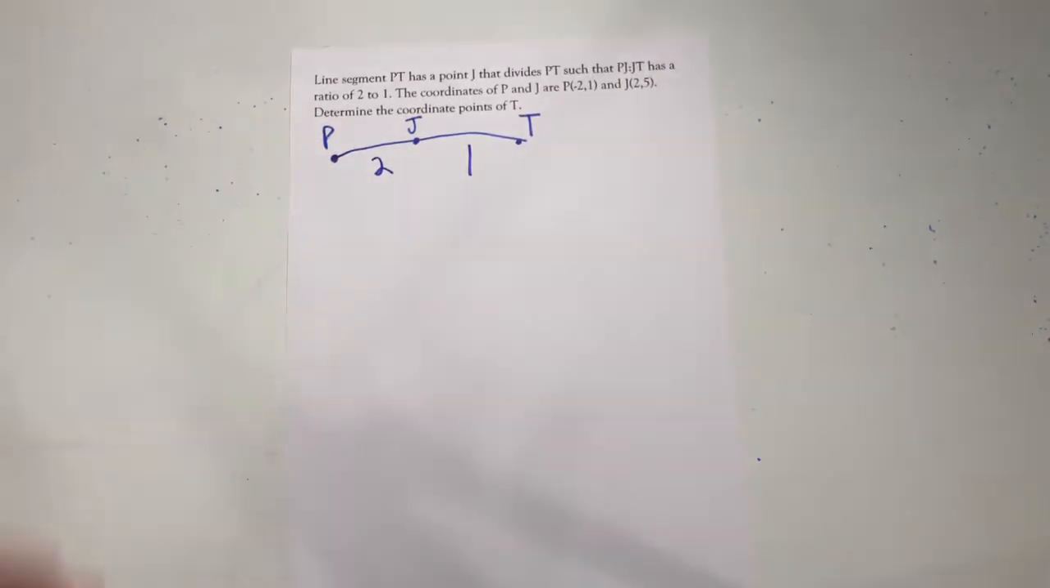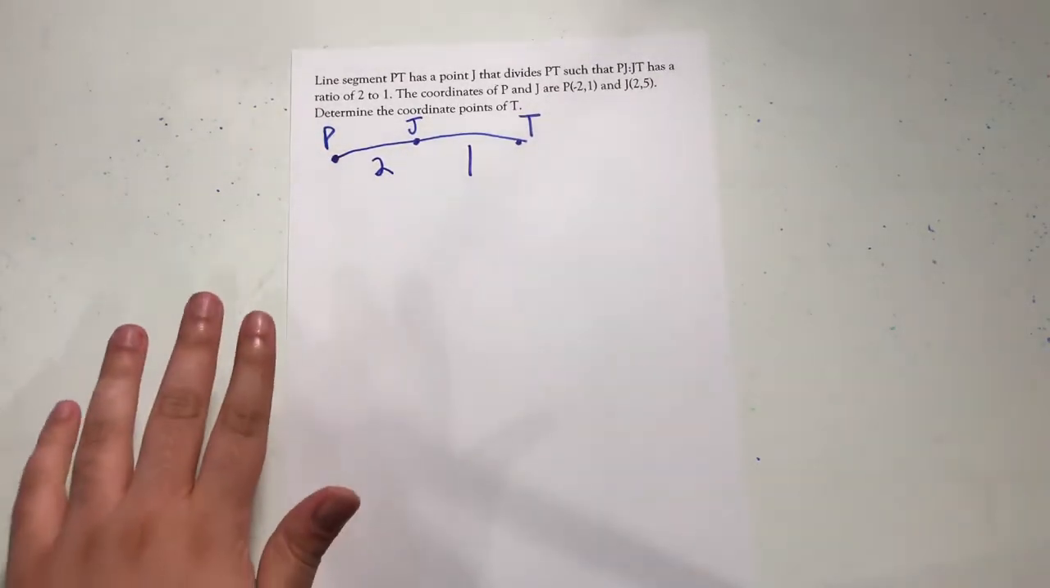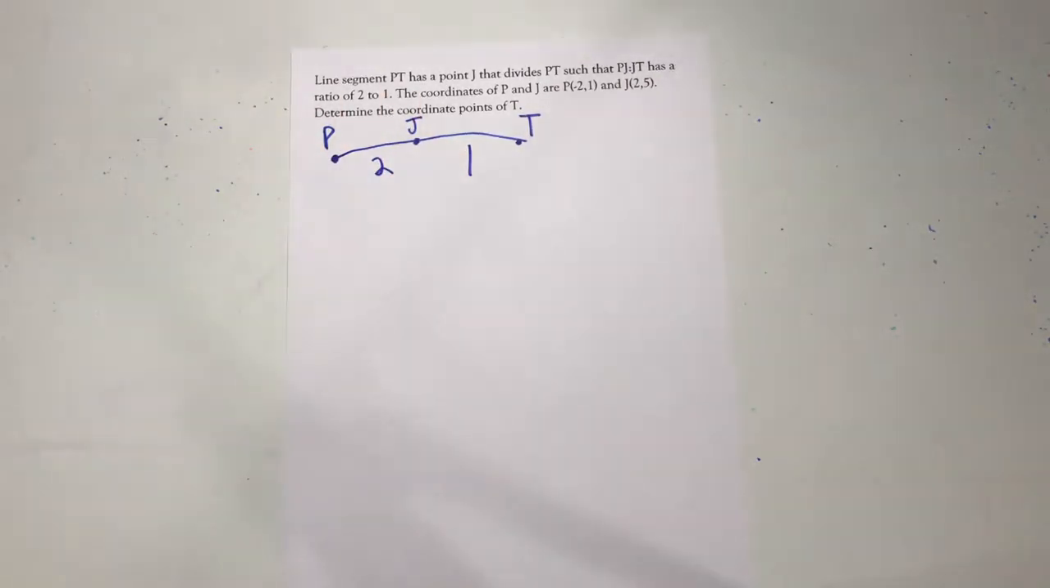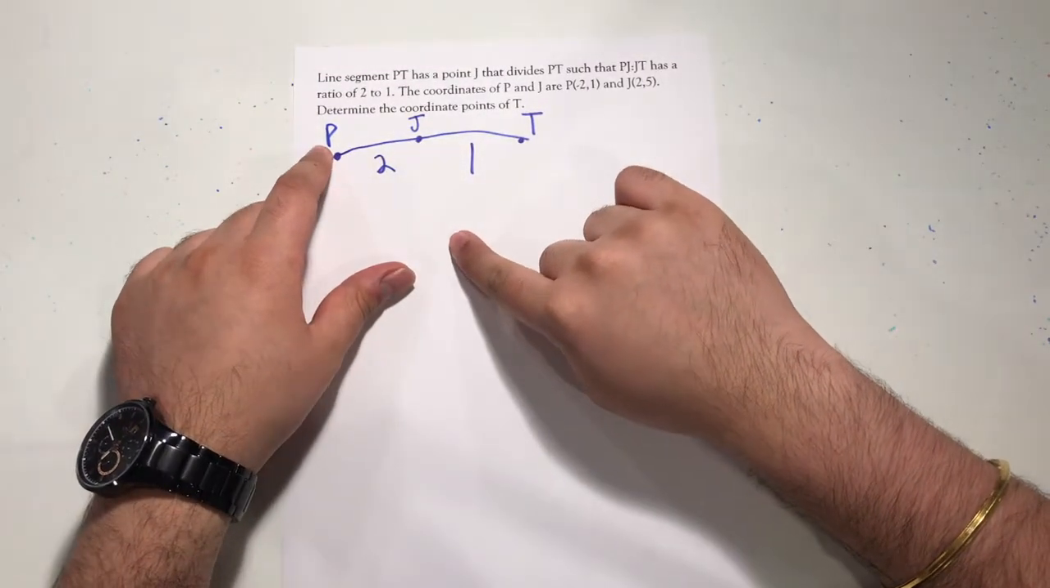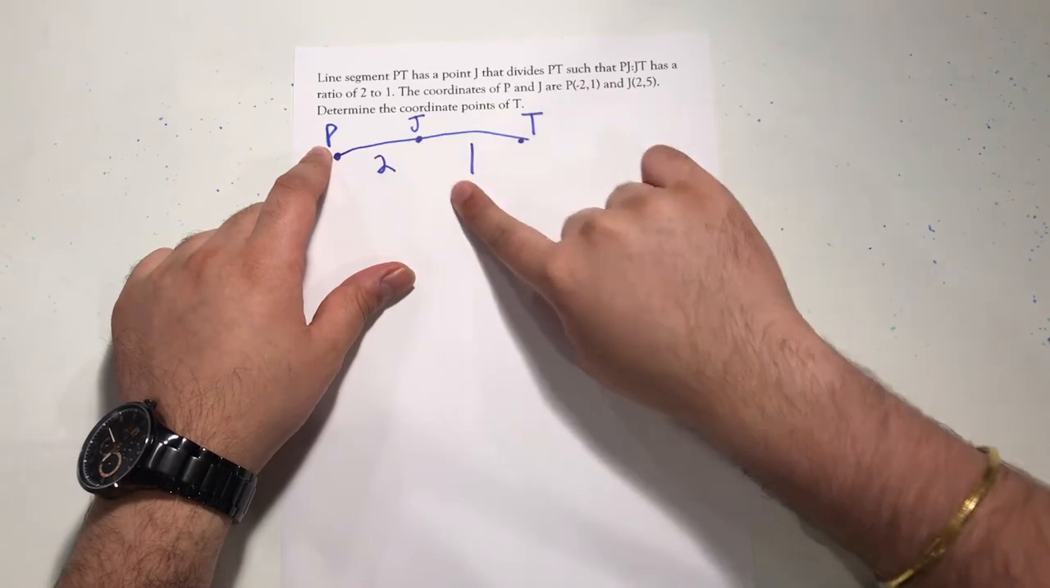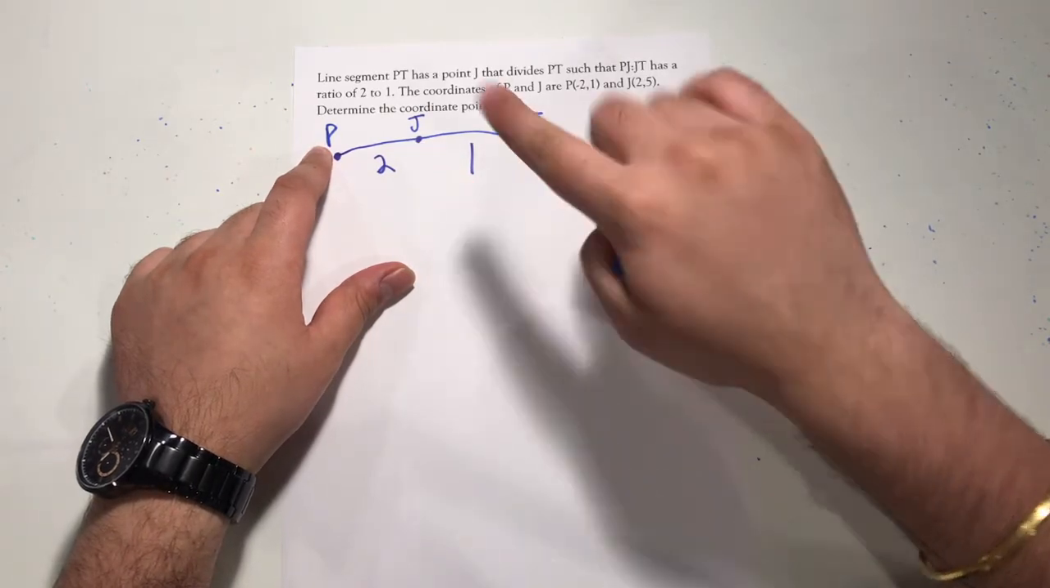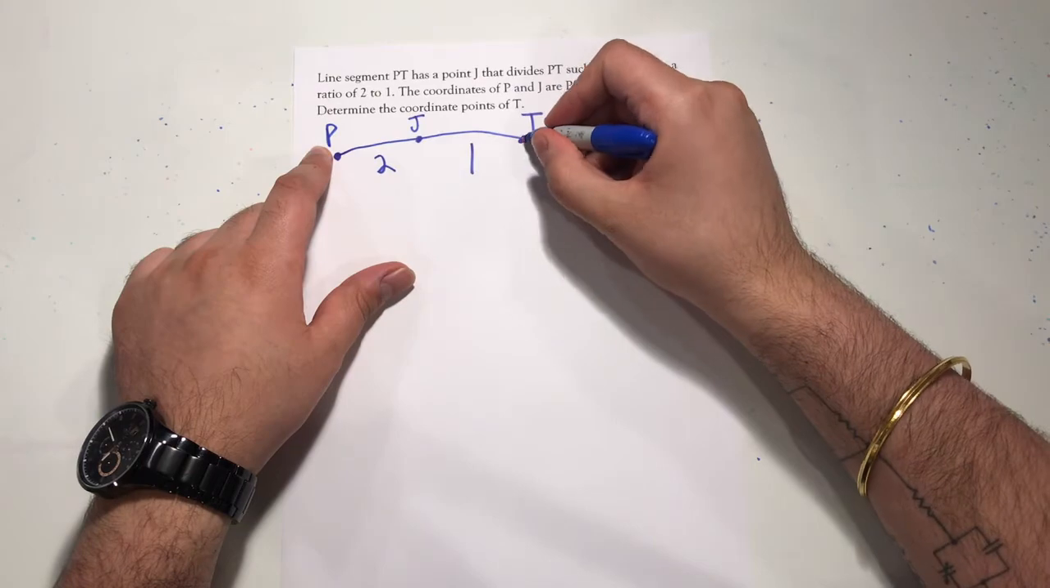Now, if you notice, I'm not even concerned with drawing this to scale. It definitely isn't, because this should be twice as long as this. We're really just doing this to keep track of which coordinate point is what. Then it gives me the coordinate points of P, and the coordinate points of J. Then it asks me to find T.